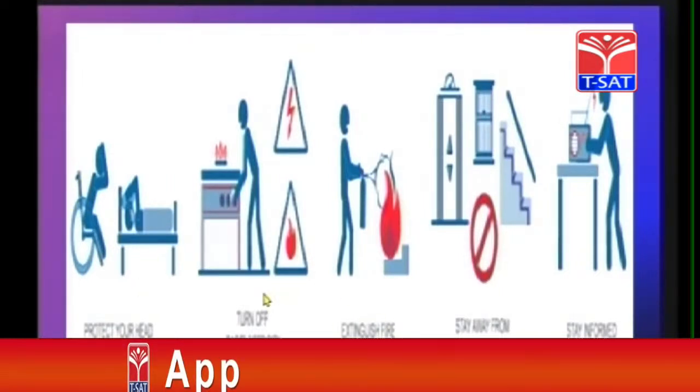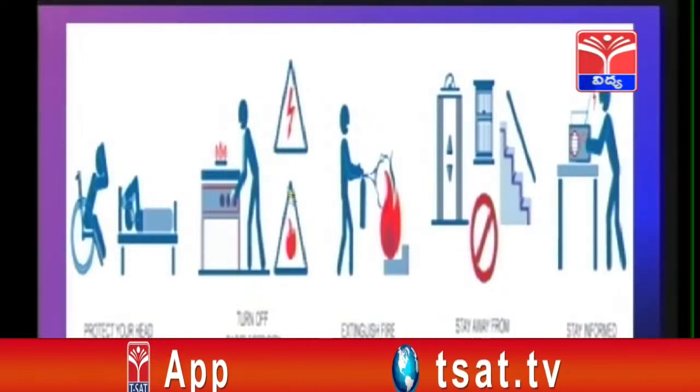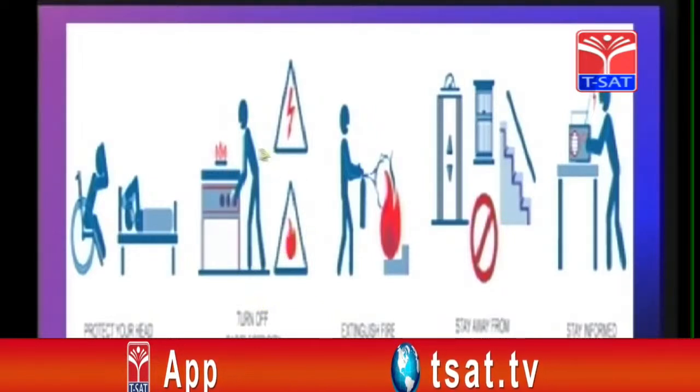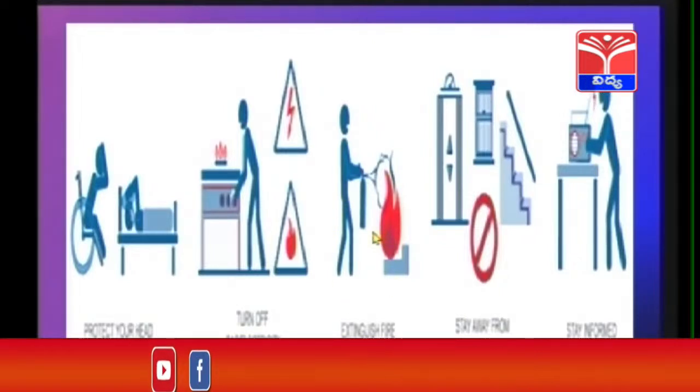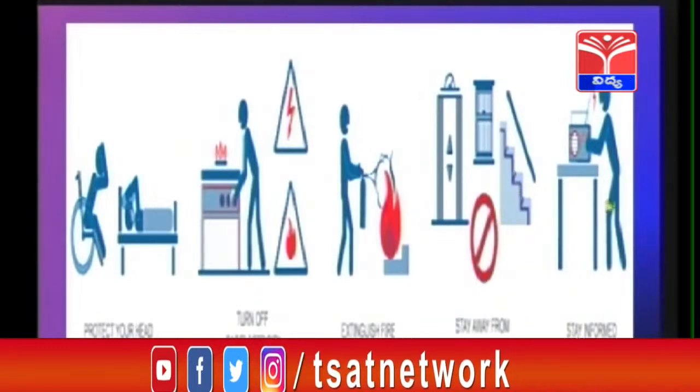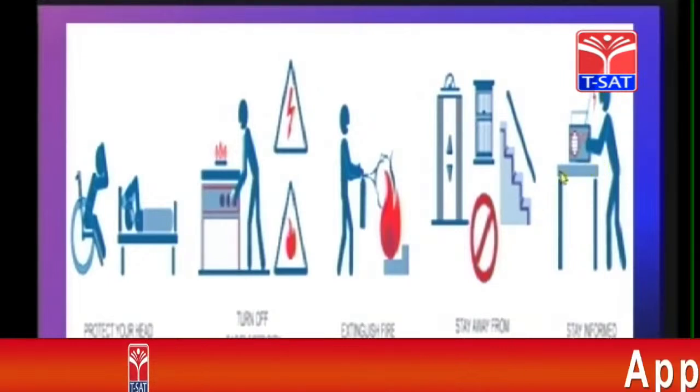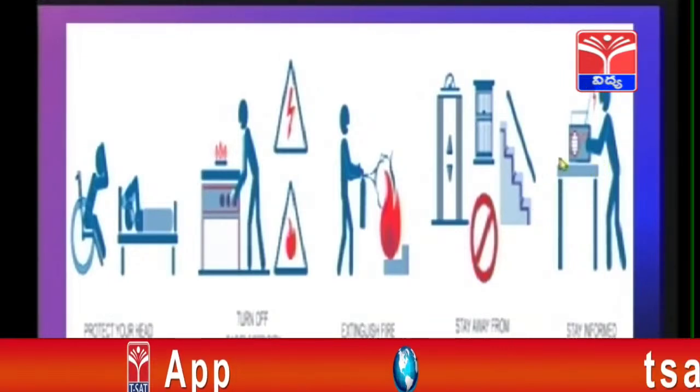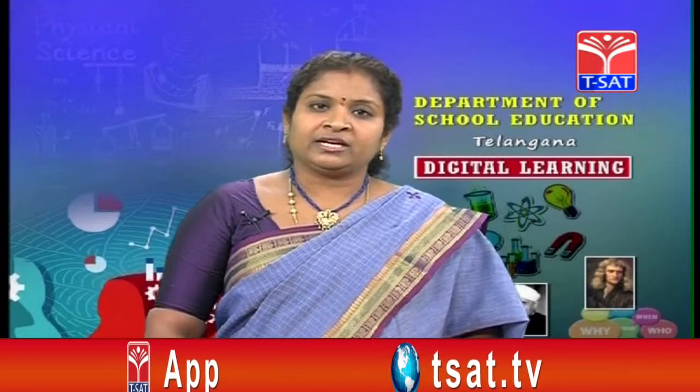You can protect your electric appliances by switching them off. If a fire accident takes place, please use fire extinguishers. You have to stop all the electric appliances, and please stay informed about the next program taken up by the government. If you are outside the home, then what are the precautions you are going to take?